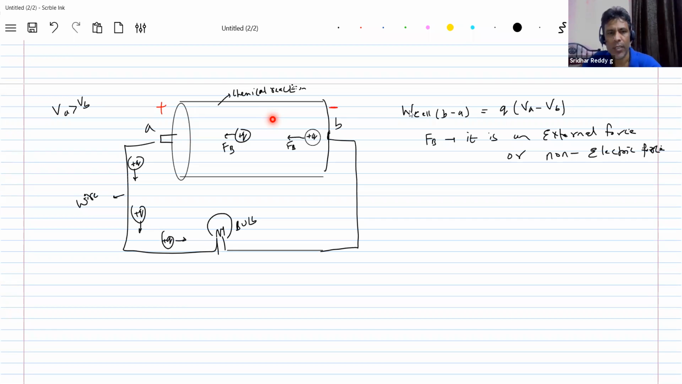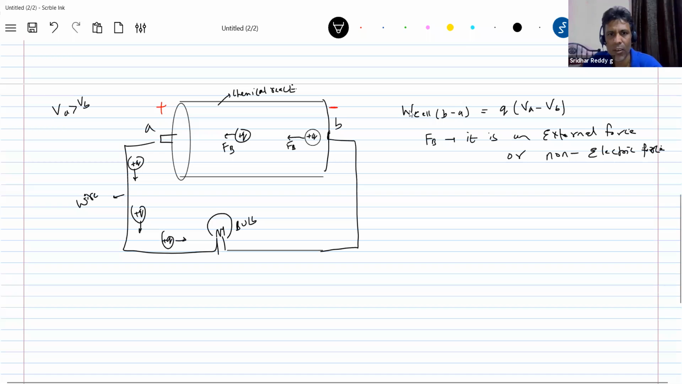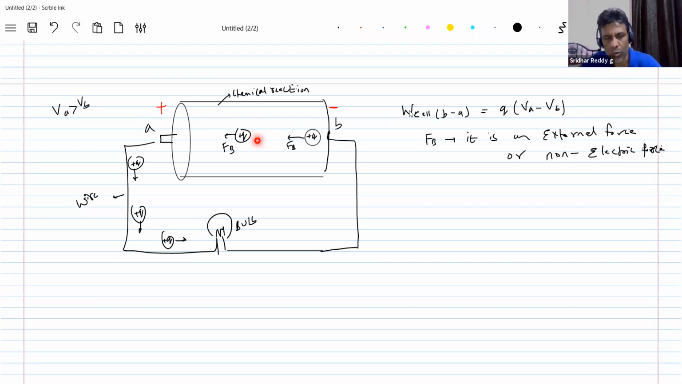So that's why you buy any dry cell. Will it work for infinite time? No. Why will it stop working after some days? Why will the cell not work? Because there won't be any fuel left over inside the cell where the reaction will occur. Once the fuel gets over, no more reaction.